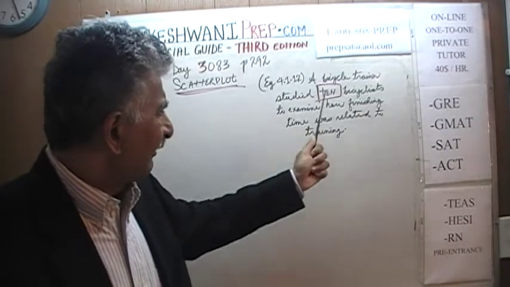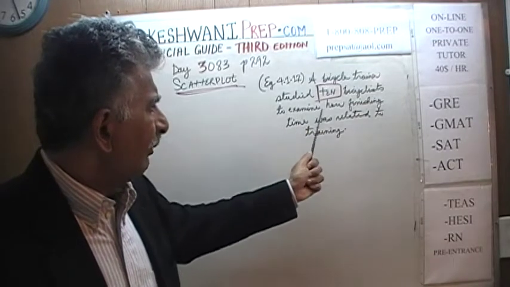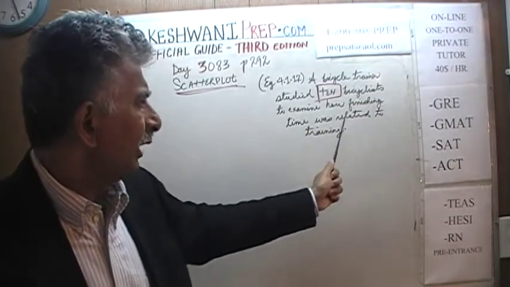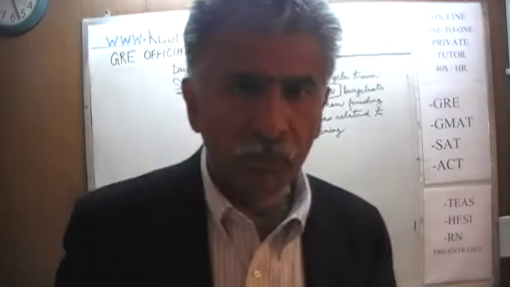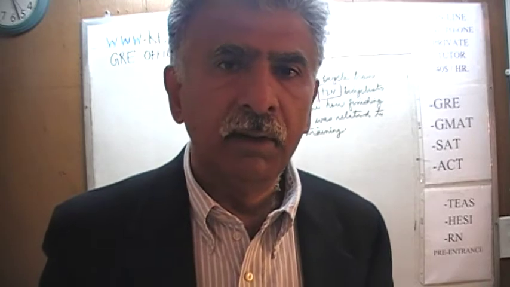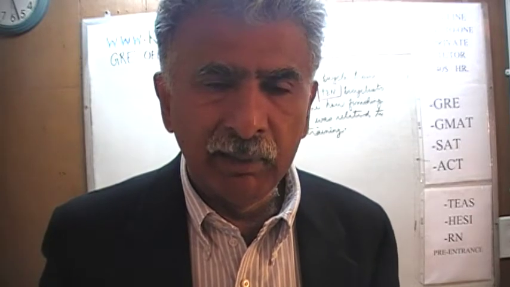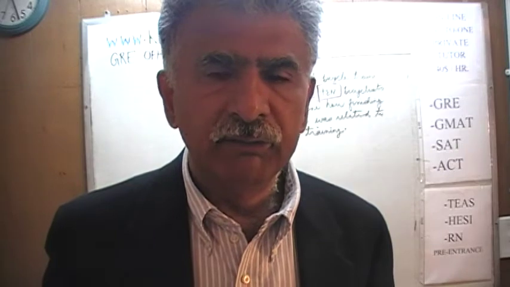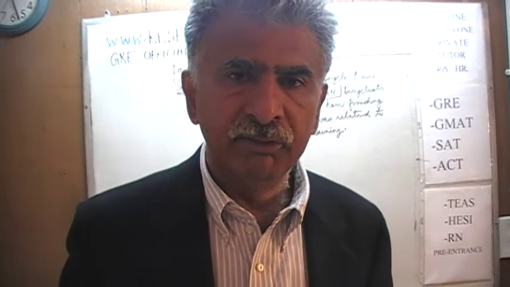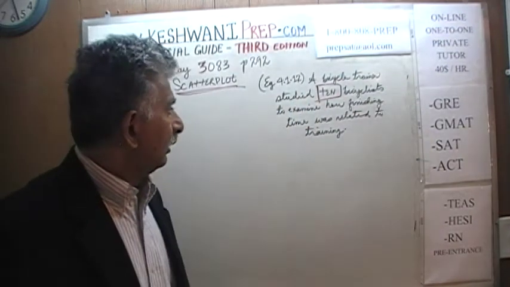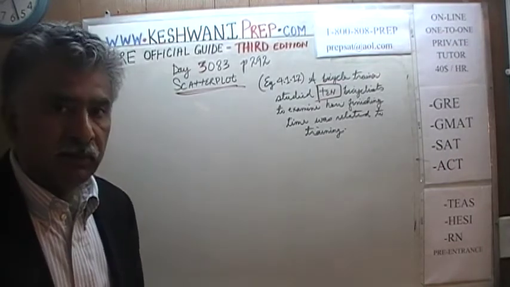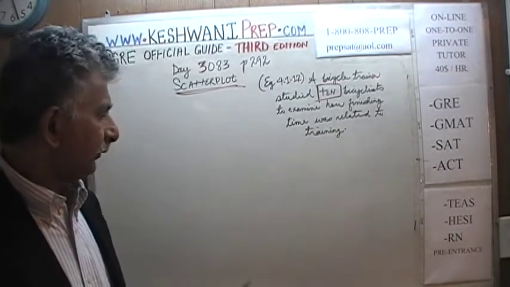He studied 10 bicyclists to examine how finishing time is related to training. And hopefully the more you train, the faster you'll get. That's what we hope to see. So he kept track of their level of training. He had developed some system there, it explains in the book. And he studied how long it takes them to finish the course, finishing time. Here's the data.